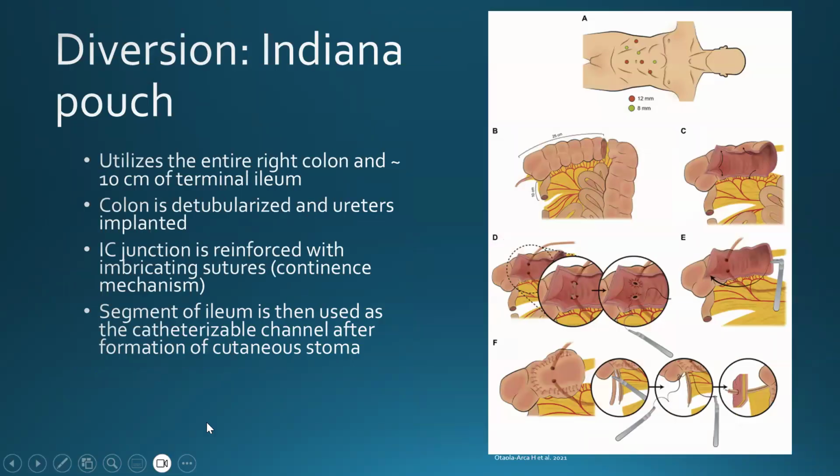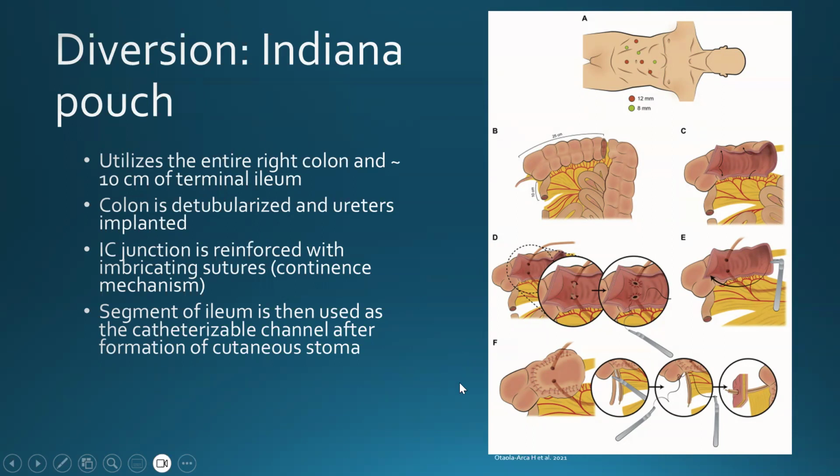And so an example of one of these continent cutaneous diversions is an Indiana pouch. So it utilizes the entire right colon and then 10 centimeters of the terminal ileum. And the colon is detubularized, and then the ureters are implanted. And the ileocecal valve is reinforced with imbricating sutures, and this acts as a continence mechanism. And then the segment of the ileum is then used as a catheterizable channel after formation of a cutaneous stoma. And obviously that colon is utilized as the pouch storage device. And so here is an example of that, and it being brought to the skin surface, and then this catheterizable channel.